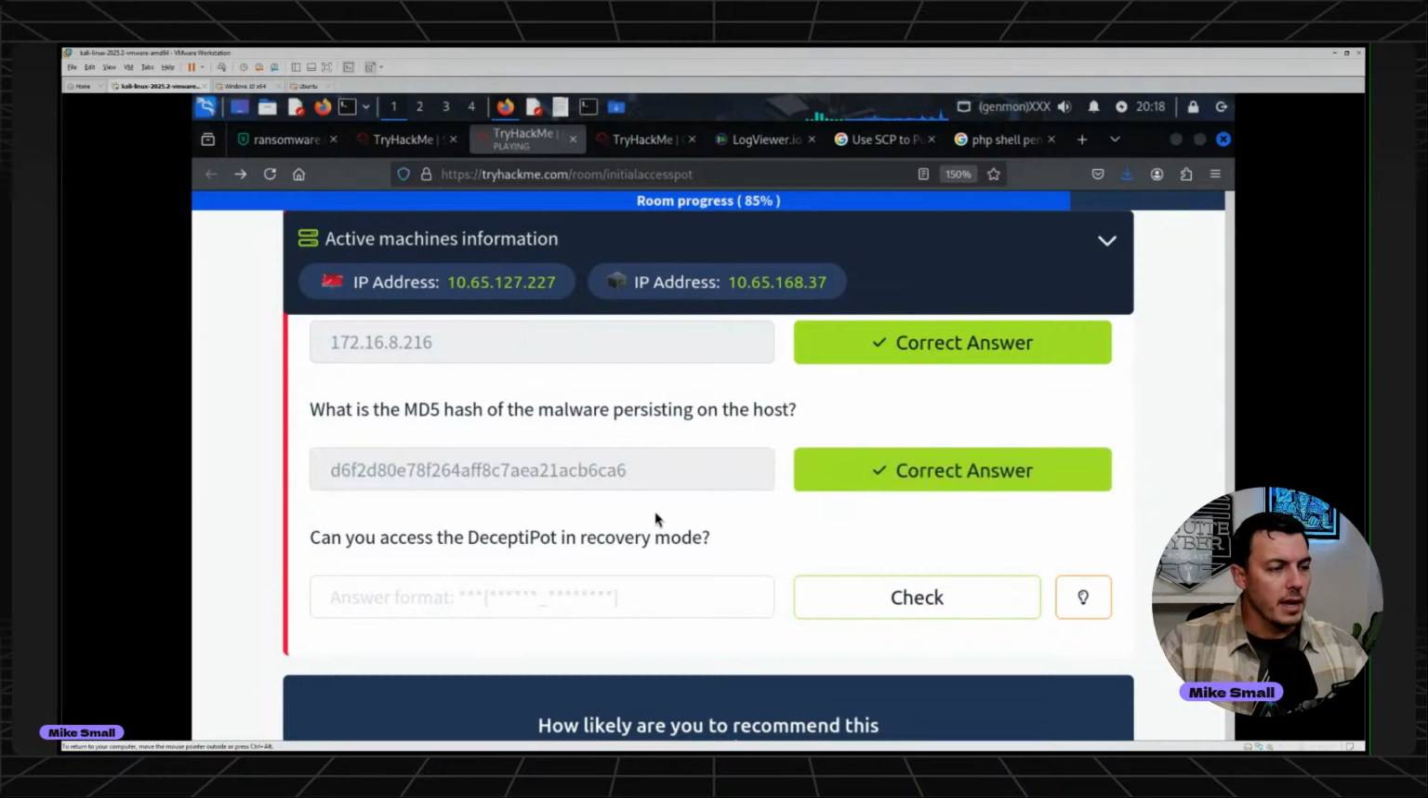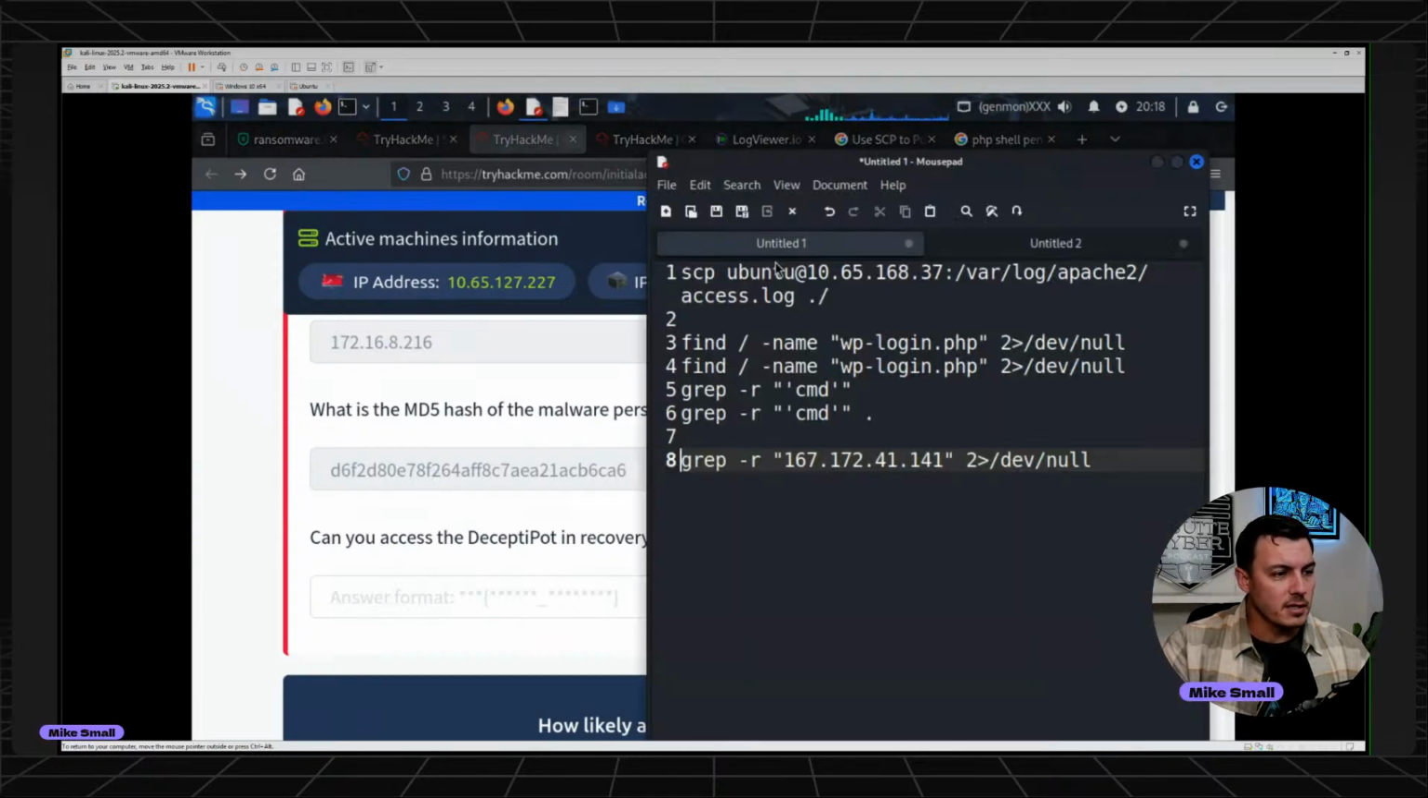All right, now the next thing is the question of, can you access the Deceptipot in recovery mode? So first of all, we've got to figure out what this Deceptipot business is, and then we need to figure out how it works to see if we can get it going in recovery mode. I don't know. So let's do another grep to see if we can find Deceptipot.